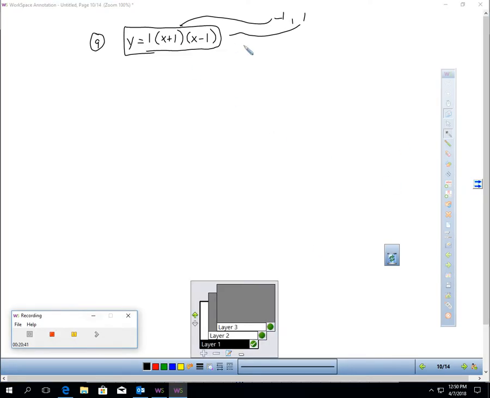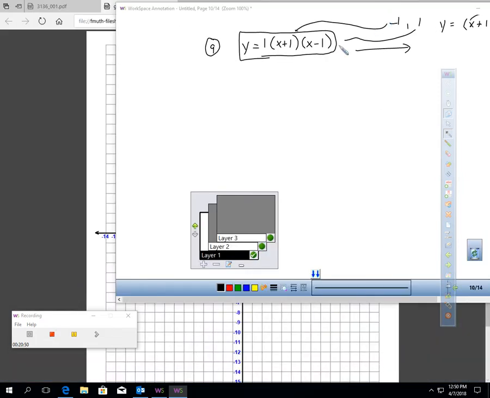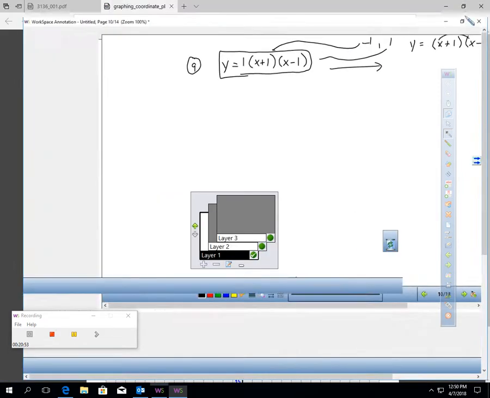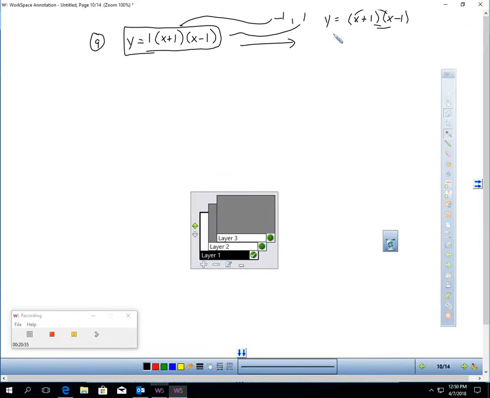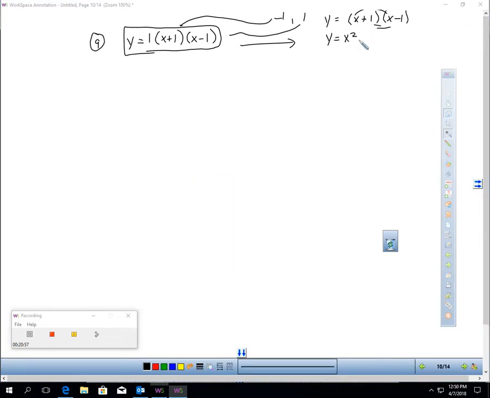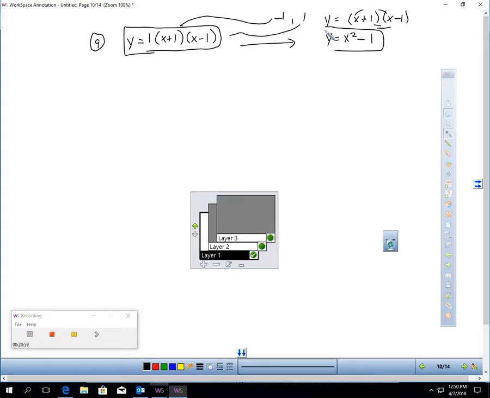Now I just have to finish writing it in standard form. So let me do that real quick. I have x plus 1 times x minus 1, and I'm going to double distribute, multiply this out. So let's do that. I get x squared minus 1. There would be my standard form for number 9. And then number 10.